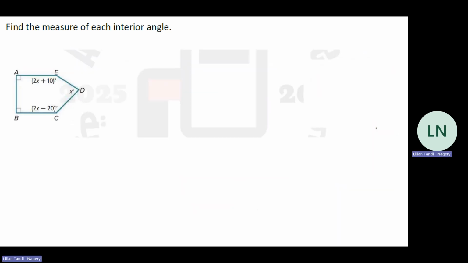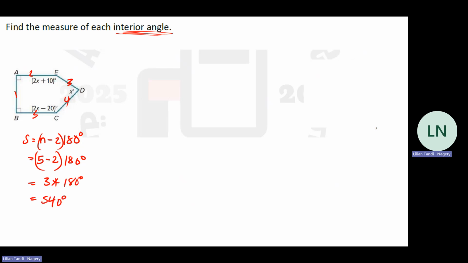Let's go to the next question. Now here, I need to see how many sides this has. 1, 2, 3, 4, 5. So this is a pentagon. So I start here, S equals N minus 2 times 180, because that's the formula for finding the sum of all interior angles. A pentagon has 5 sides, so 5 minus 2 times 180 gives me 3 times 180, that should give me 540 degrees, okay?